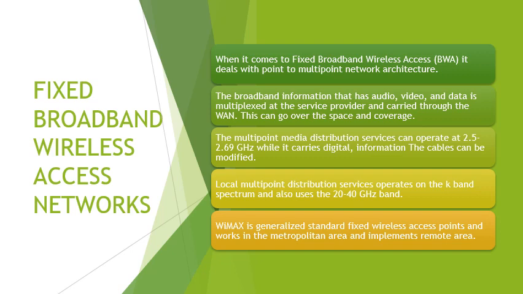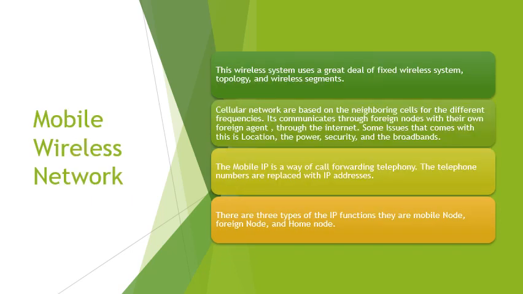When it comes to fixed broadband wireless access, it deals with the point-to-multipoint network architecture. The broadband information that has audio, video, and data is multiplexed at the service provider and carried through the WAN. This can go over the space and coverage. The multipoint media distribution services can operate at 2.5 through 2.69 gigahertz. While it carries digital information, the cables can be modified. Local multipoint distribution services operate on the K-band spectrum, also using the 20 to 40 gigahertz band. WiMAX is a generalized standard fixed wireless access point and works in the metropolitan area and implements remote area. The wireless system uses a great deal of fixed wireless system topology and wireless segments.